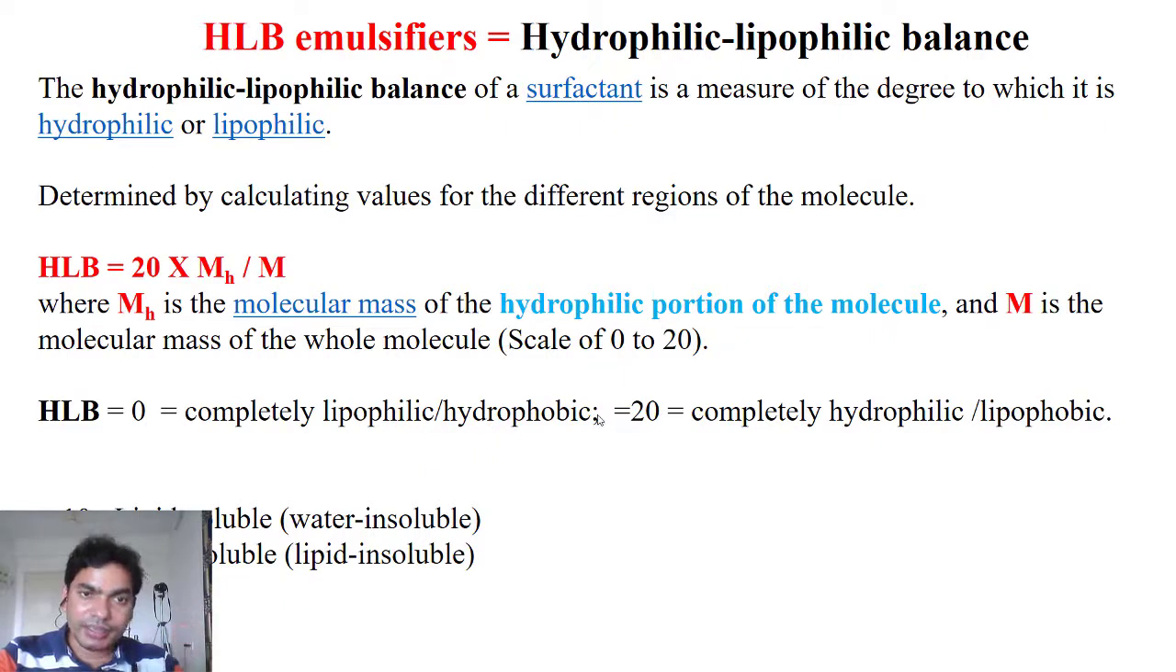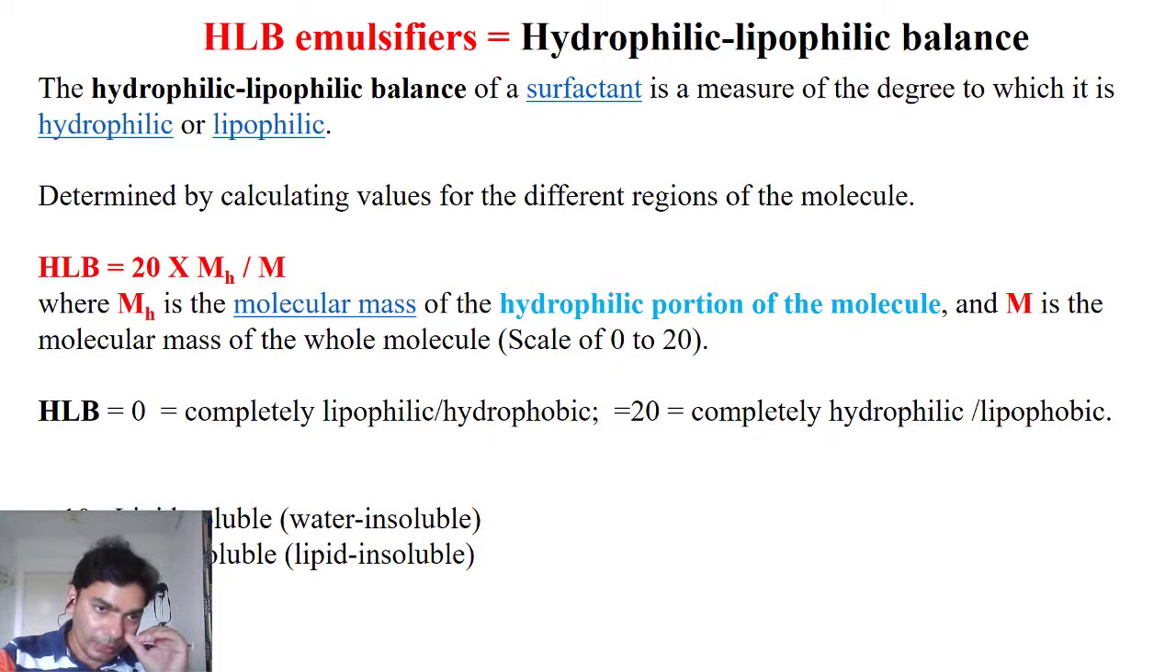Less than 10, towards 0, means it is lipophilic. फैट ज़्यादा होगा उसमें, लिपोफिलिक, हाइड्रोफोबिक ज़्यादा होगा, right. And if it is 20, it is completely hydrophilic and lipophobic, हाइड्रोफिलिक होगा, right. So above 10 towards 20, 20 is completely hydrophilic, 0 is completely lipophilic, but between 0 to 10 and 10 to 20 it is partially, not completely but partially hydrophilic, right?